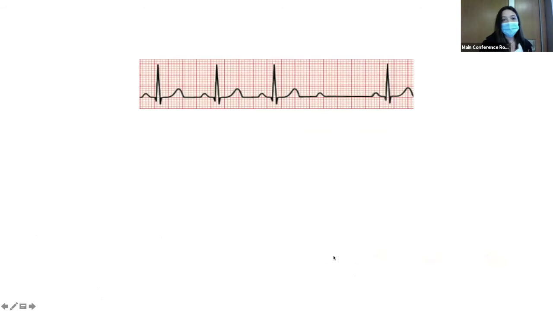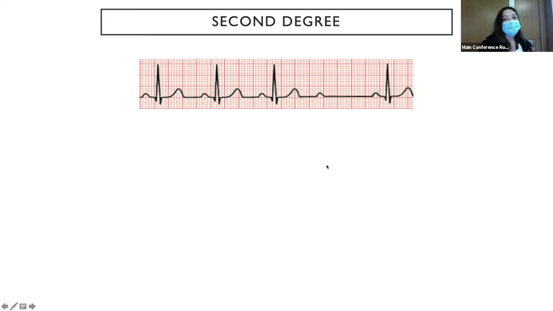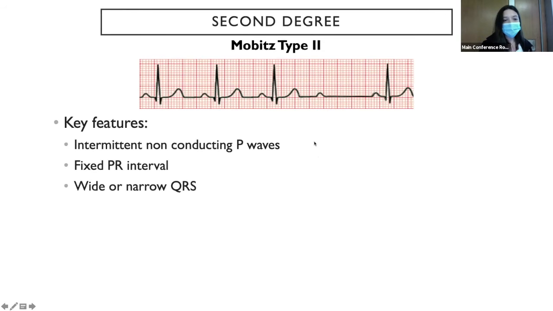Okay. Next strip, again, difficult to determine the rate on this because I don't know if it's 10 seconds or not. But looking at the morphology of the QRS complex, it's narrow. I have P waves before every QRS, but I don't have a QRS after every P wave, so it's not sinus. And looking at my intervals, unlike the previous one, the PR interval looks stable. It's not changing with each beat. So this is characteristic of a type 2 block, second degree.